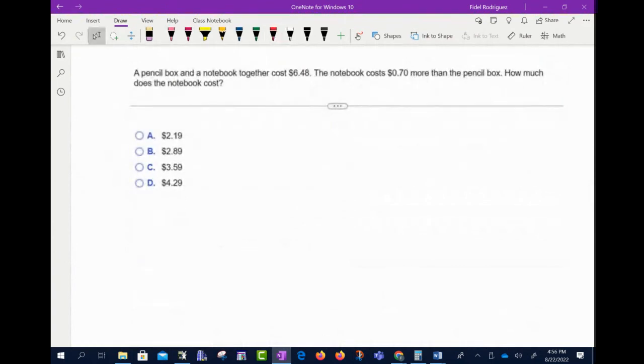Let's see. It says a pencil box and a notebook together cost $6.48. The notebook cost 70 cents more than the pencil box. How much did the notebook cost? I don't know. All right.